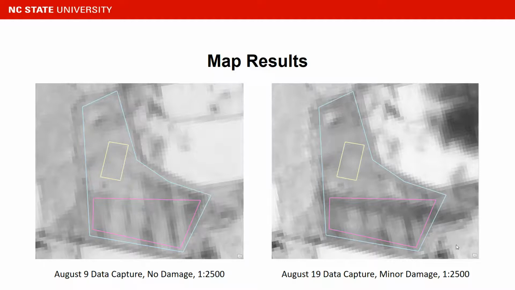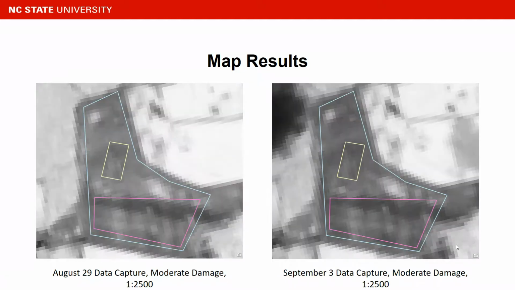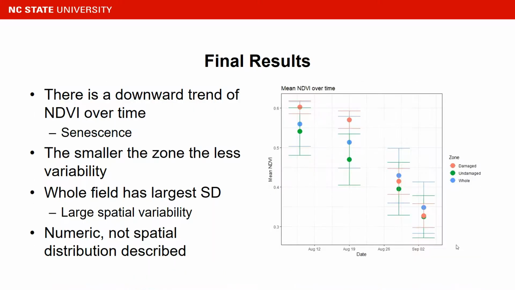I then have maps of the August 9th capture date, 19th, and there's more damage in the damage zone as this goes on, but the crop is also progressing through its health. And so you can see as it starts to get towards its maturity date, it's going through what's called senescence, where the crop is drying down, and so the NDVI is decreasing because there's less greenness in the plant.